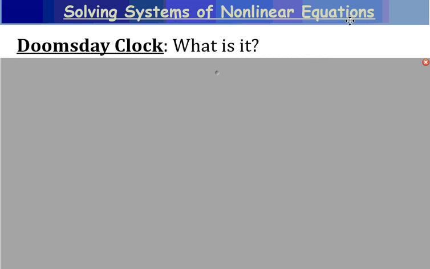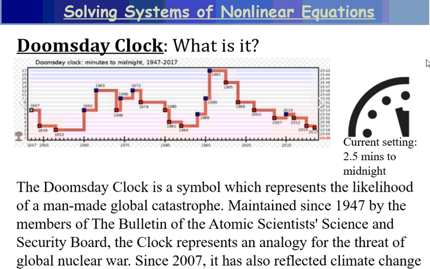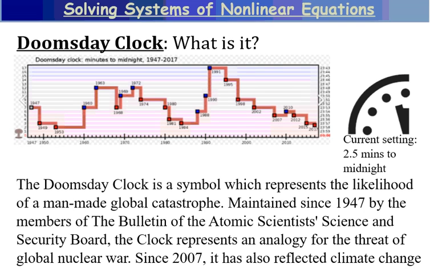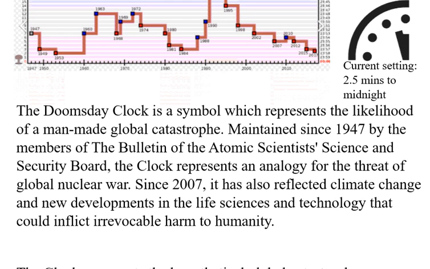And to start, I would ask you if anyone knows what the doomsday clock is, and I'm going to share with you what it is. You can look it up on Wikipedia. There's actually a really interesting Wikipedia page about it. But here's what the doomsday clock is. The doomsday clock is a symbol which represents the likelihood of a man-made global catastrophe.